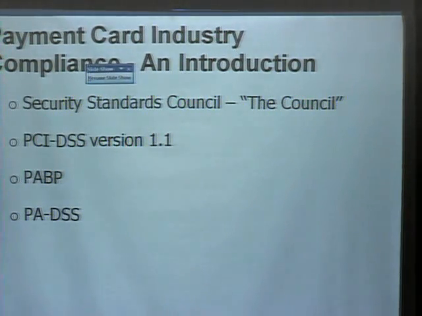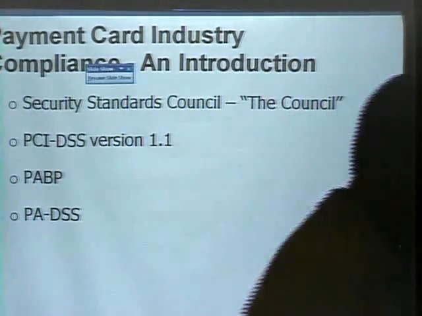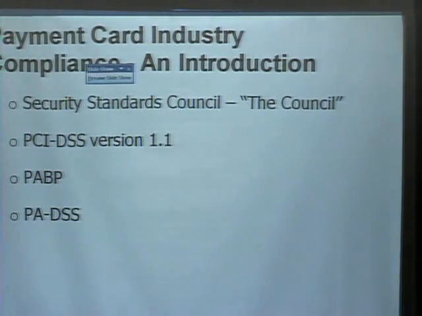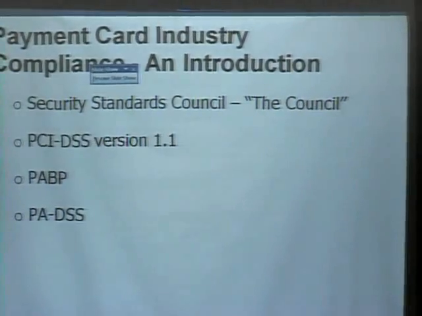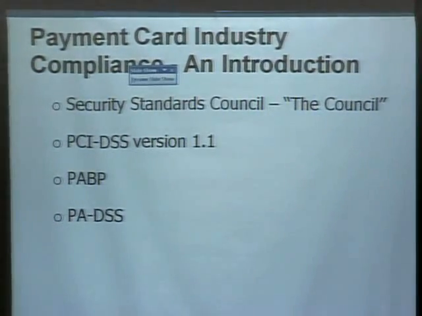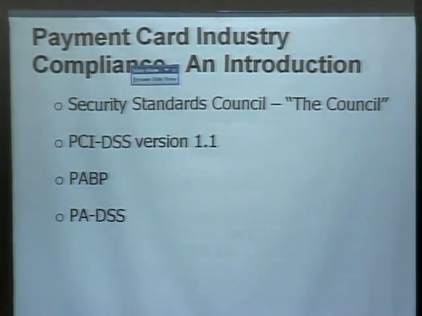We'll just give you a timeline here of the PCI landscape. First of all, this is the Security Standards Council. The Security Standards Council was created by 5 payment brands: Visa, MasterCard, Amex, JCB, and Discover. And they promulgated the PCI standards, which started off with PCI 1.0 in the year 2004. In the year 2006, they made it PCI DSS version 1.1, which is what we're currently following.